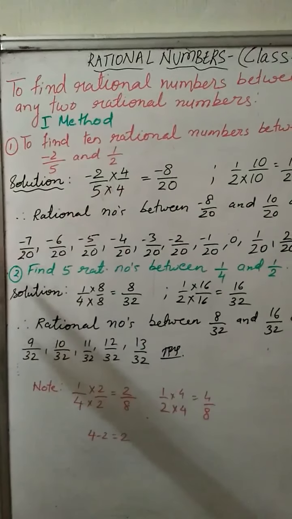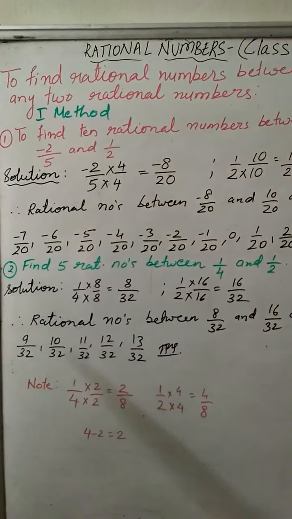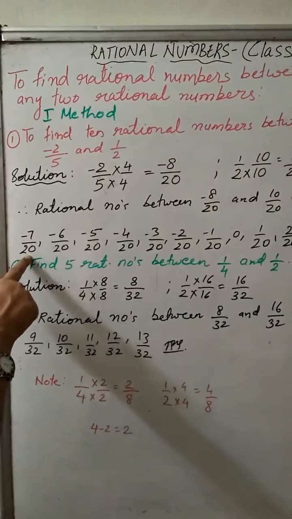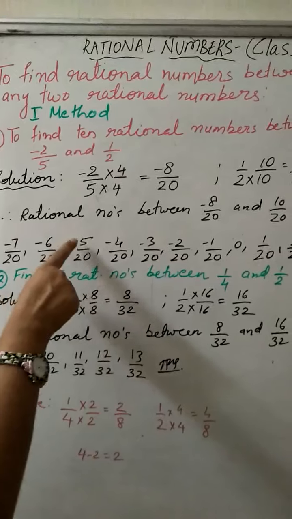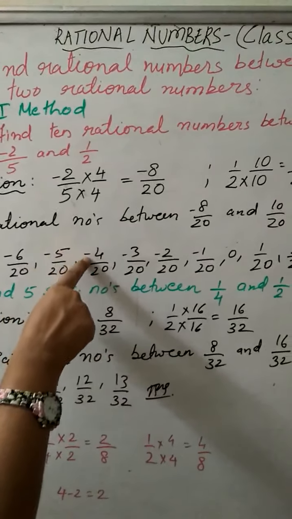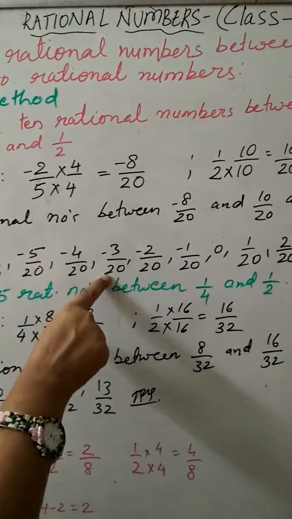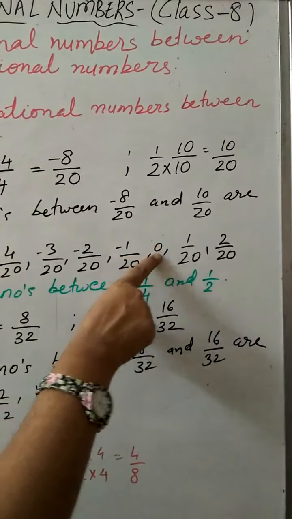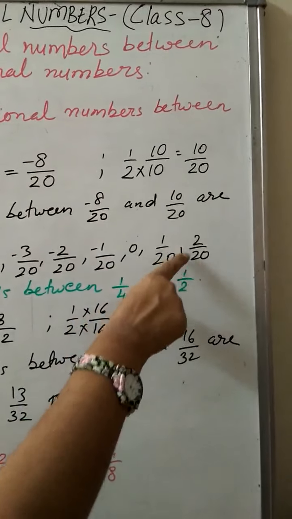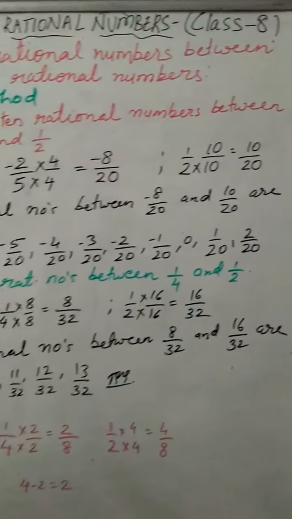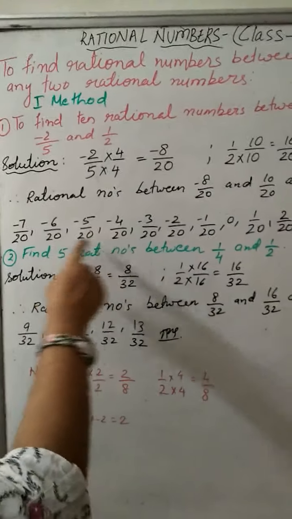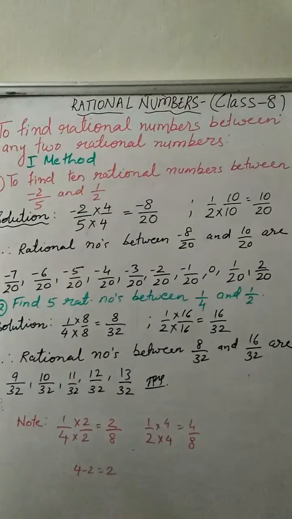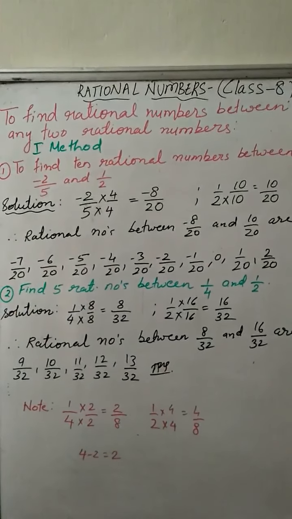You should go on increasing. You have to move towards the right side of the number line. So that is -7/20, -6/20, -5/20, then -4/20, -3/20, -2/20, -1/20, then 0, then 1/20 and 2/20. So this is your answer. But if you wish to reduce certain numbers, you can write them in simplest form also. This is also correct and that is also correct.